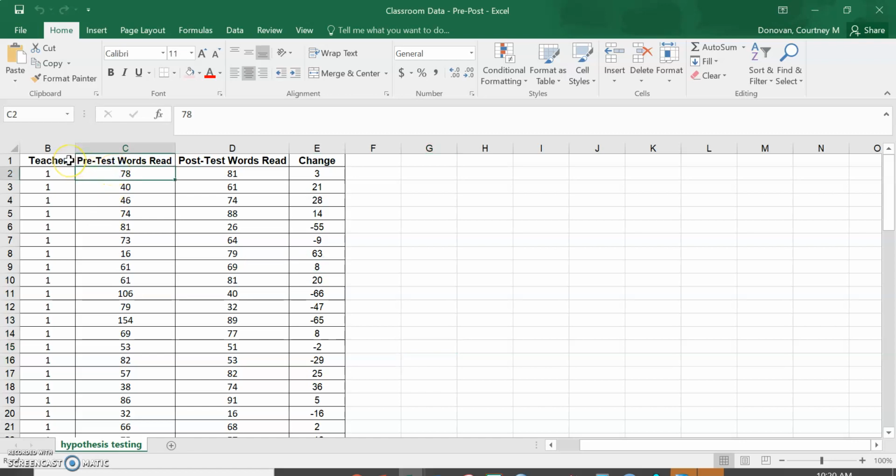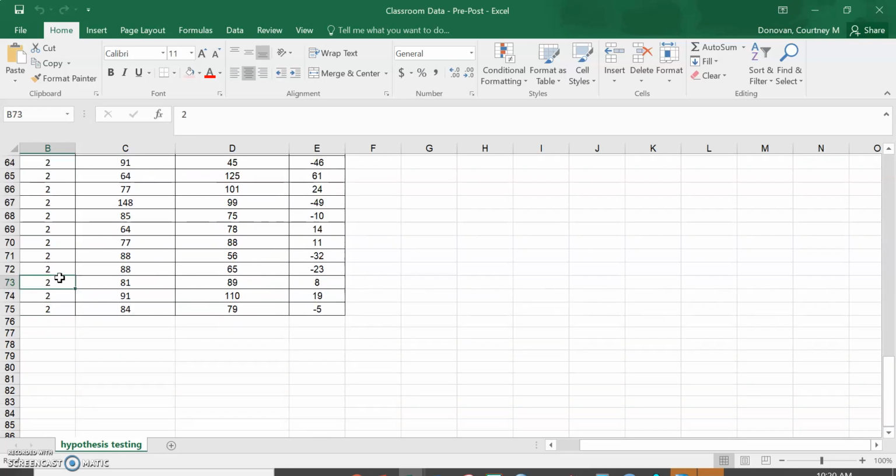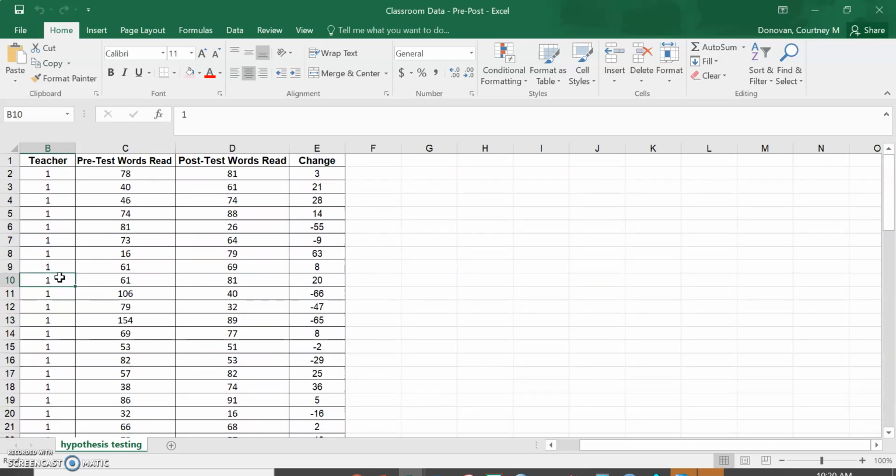So I told you that it's a second grade classroom. We have two different teachers, so we have two second grade classrooms. They were tested on how many words they could read in a certain amount of time in September. And then they had the same test, but post, so at the end of second grade, specifically in April.